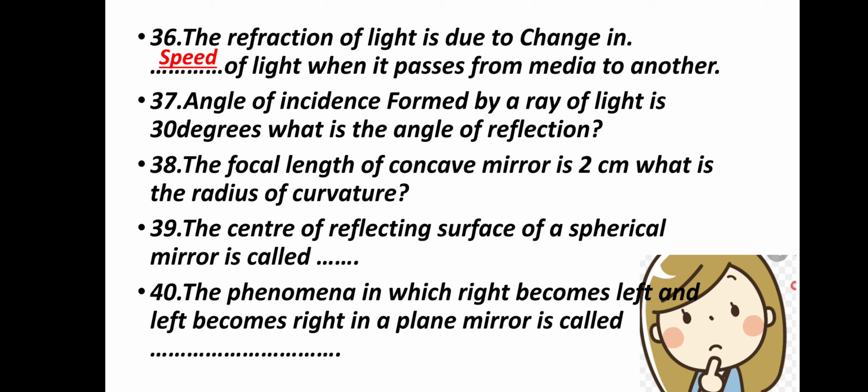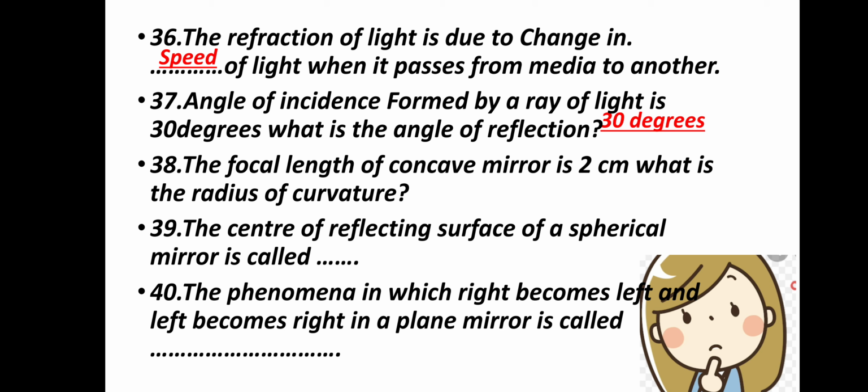Question number 37. The angle of incidence formed by a ray of light is 30 degrees. What is the angle of reflection? According to the law of reflection, the angle of incidence is equal to the angle of reflection. So here the angle of reflection is also 30 degrees.